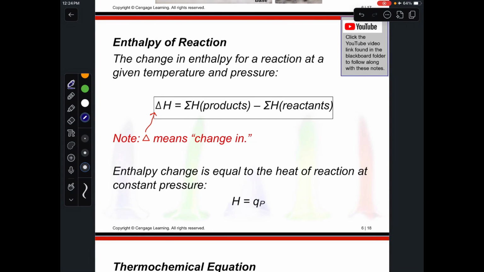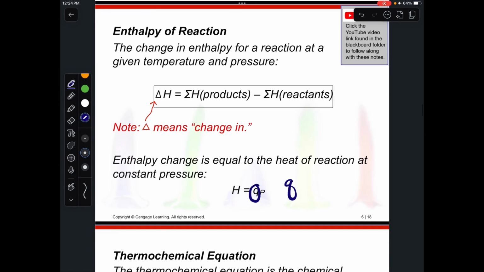Enthalpy of reaction. So enthalpy of reaction is the change in enthalpy for the reaction at a given temperature and pressure. And I want to remind you that enthalpy in chemistry is something that we can relate to heat, and heat is oftentimes Q. So you can go ahead and kind of think of enthalpy as a Q value.